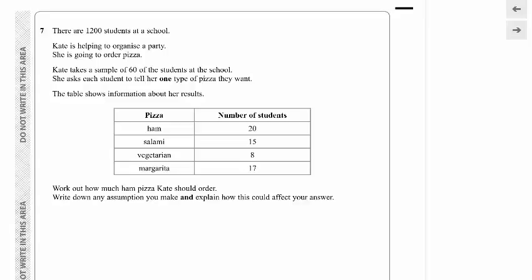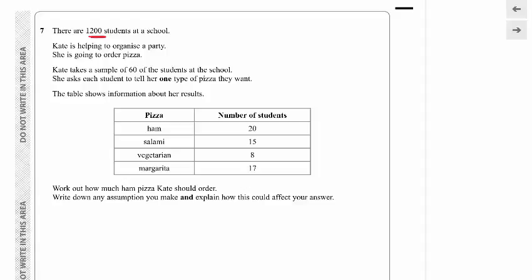Hello! So, this question, on the face of it at least, seems really wordy. A good thing to do is get your pen at the ready and underline the important bits. If it's a number, it's usually worth underlining. So let's go. There are 1,200 students in a school. I'd underline 1,200.